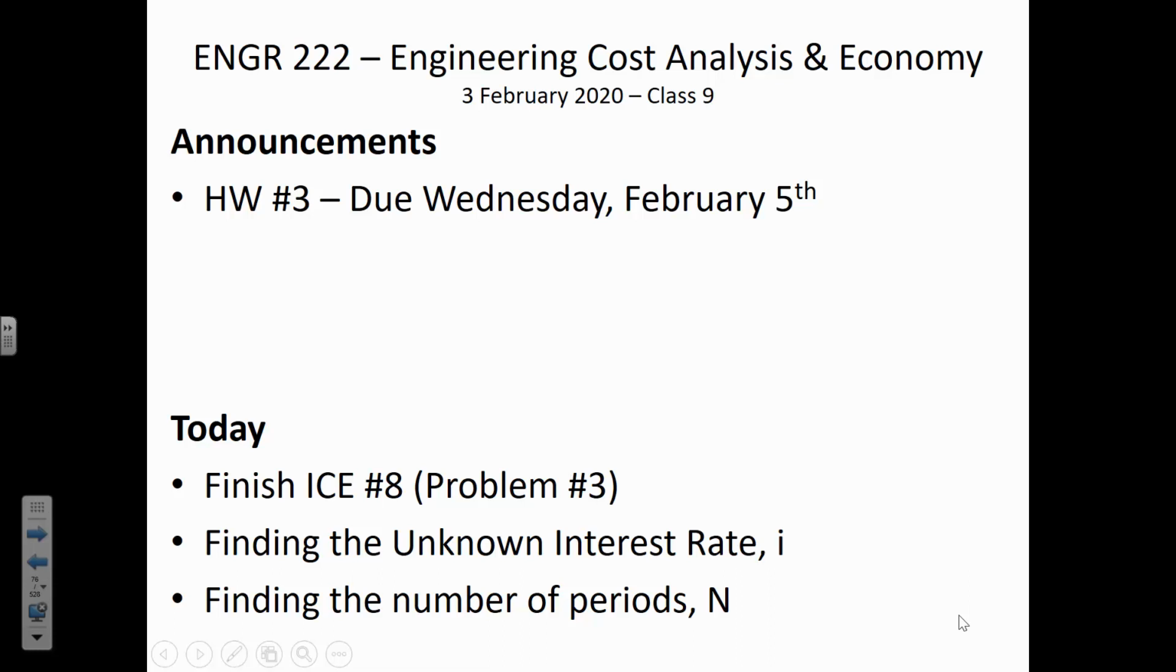After we finish in-class exercise number 8, we're going to discuss finding the unknown interest rate and the number of periods. We've already done problems where you find A given P or find P given G. But what we're going to transition into now isn't when the amount is the unknown, but how do we solve it if the interest rate is the unknown, or if the number of years is the unknown. So that's what we're going to start on today. Any questions?